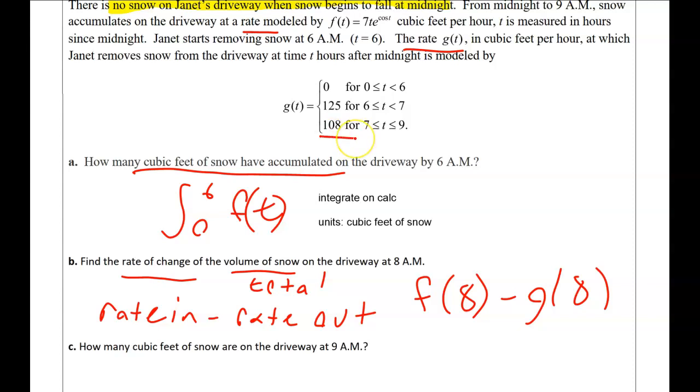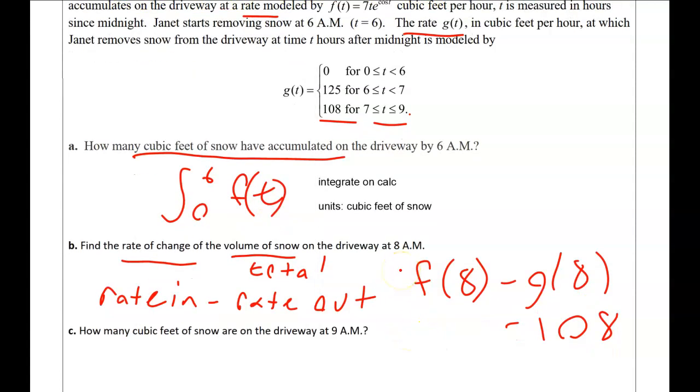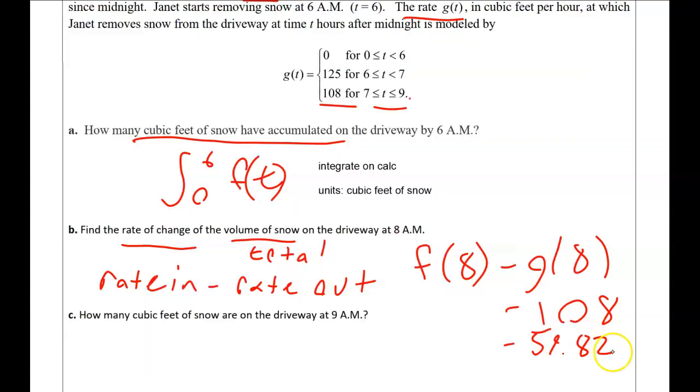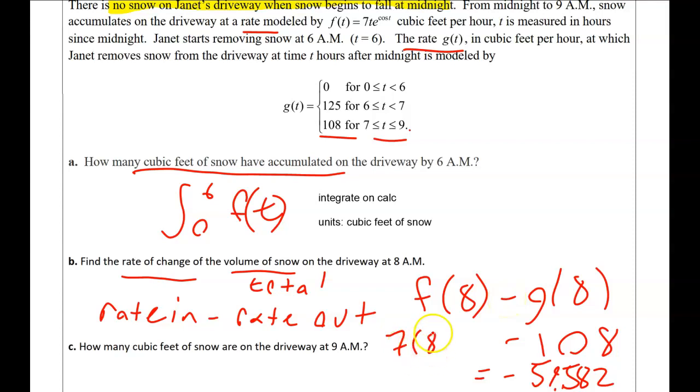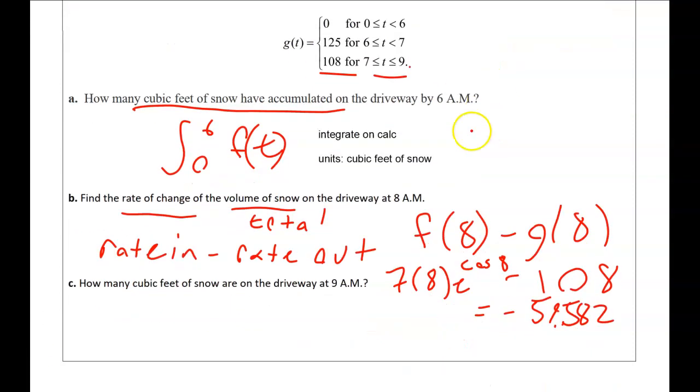Well, g of 8 is 108, right? We have a piecewise function here. 8's in the last piece. f of 8 I would type in just like this, or you could do second calc value, but we're going to have to subtract 108 from it. So I just typed it straight in like this, and then we get this value. So negative 59.8582. Okay, so that's my value. And we got that, of course, by doing 7 times 8 e to the cosine of 8 minus 108. My units, of course, are a rate: cubic feet per hour. So that tells us that the volume of snow is decreasing.